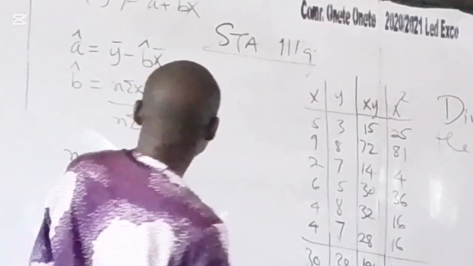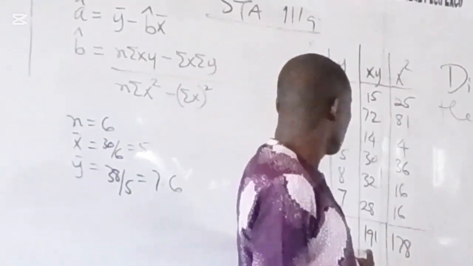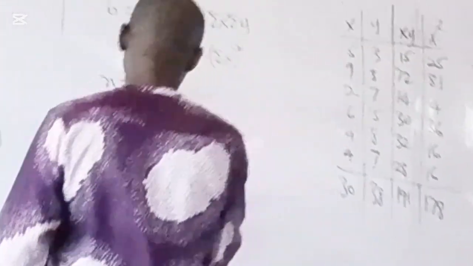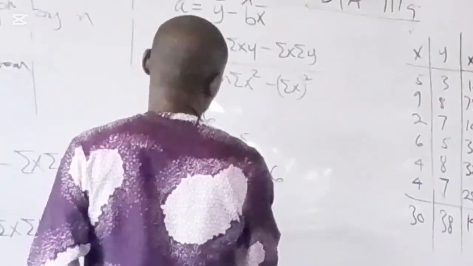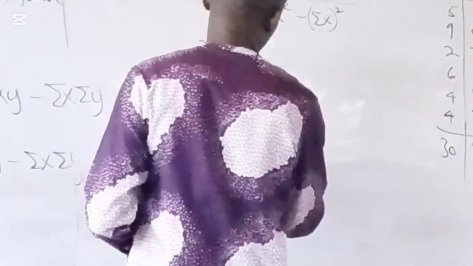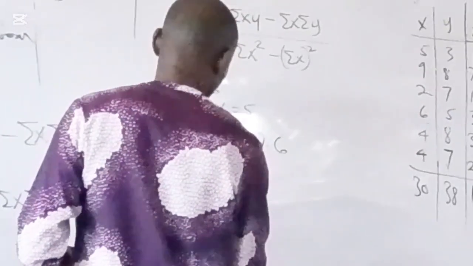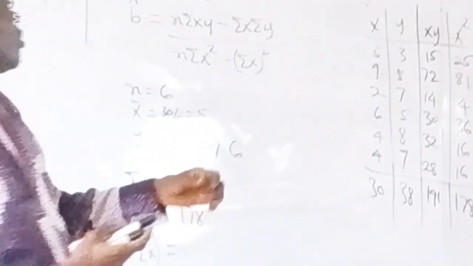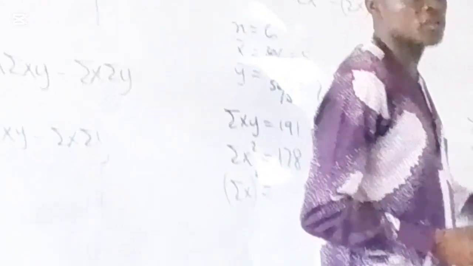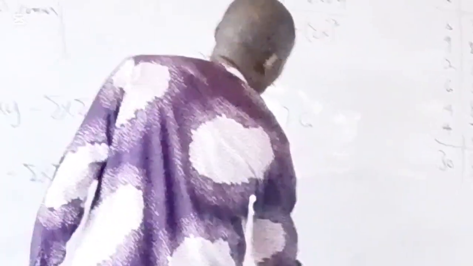What about the sum of xy? Sum xy is equal to 191. What about sum of x squared? 178. What about sum of x all squared? That means you go to the value of sum of x, 30 squared, what? 900. Is there any sum of y? Yes, sir.